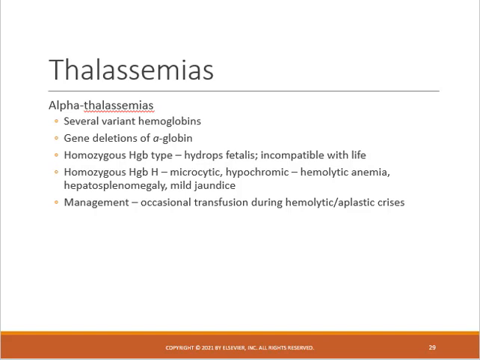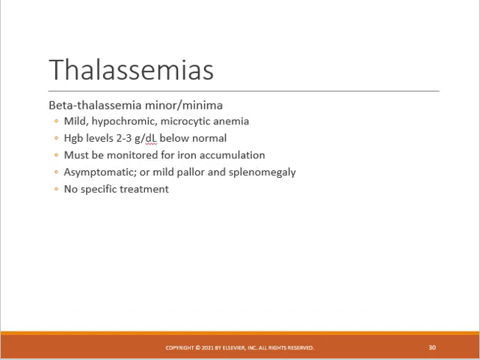The other one is homozygous hemoglobin H, which you can have some microcytic hypochromic appearing cells, may be seen with hemolytic anemia, enlarged liver and spleen, and mild jaundice. These patients require occasional transfusion due to being in a hemolytic or aplastic anemic crisis.